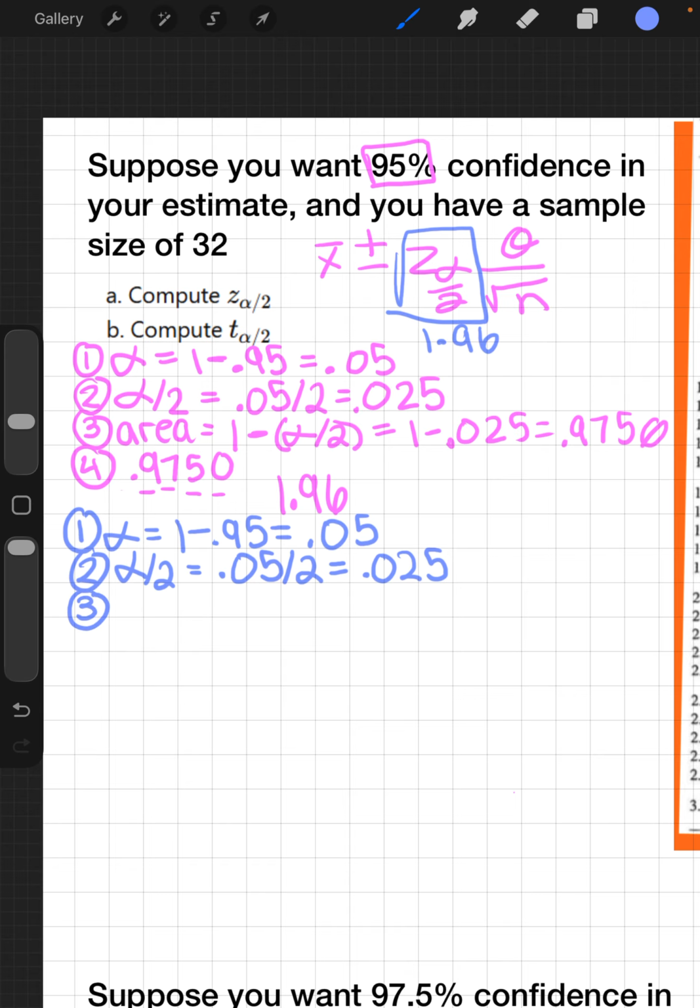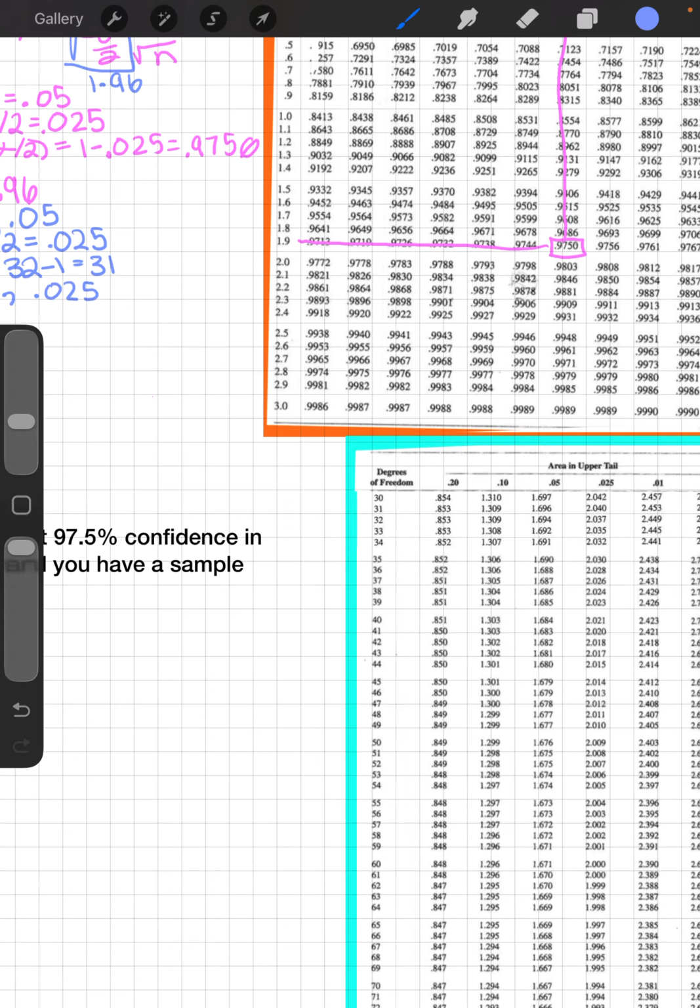And third, we're going to do degrees of freedom because this is t. The degrees of freedom is n minus 1, and in our case, our sample size is 32. So we're going to do 32 minus 1, 31. So in the chart, we're going to look for 31 for degrees of freedom, and we're going to look for 0.025.